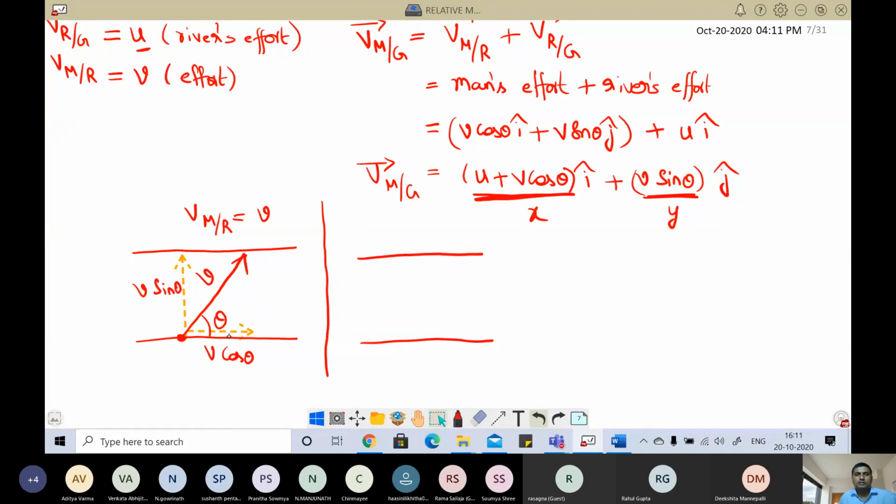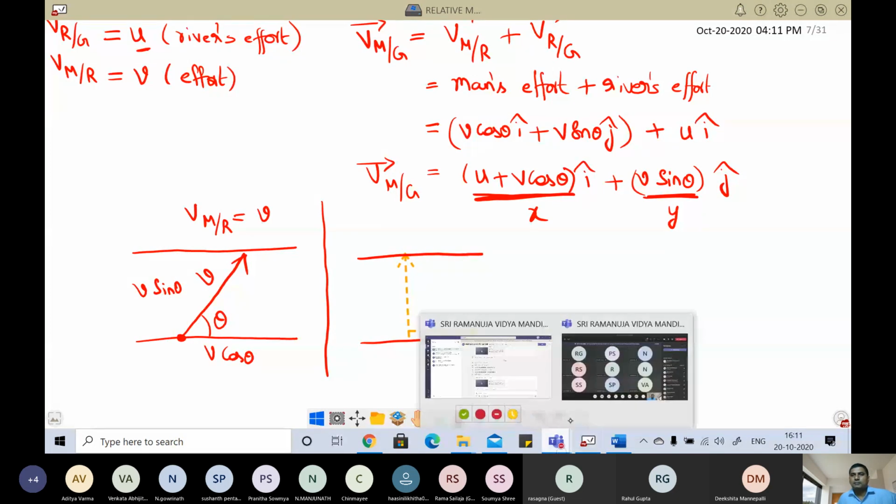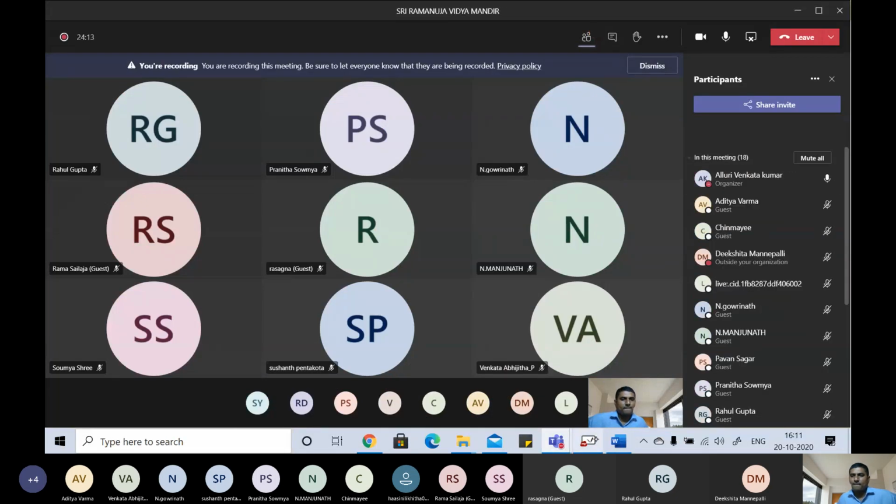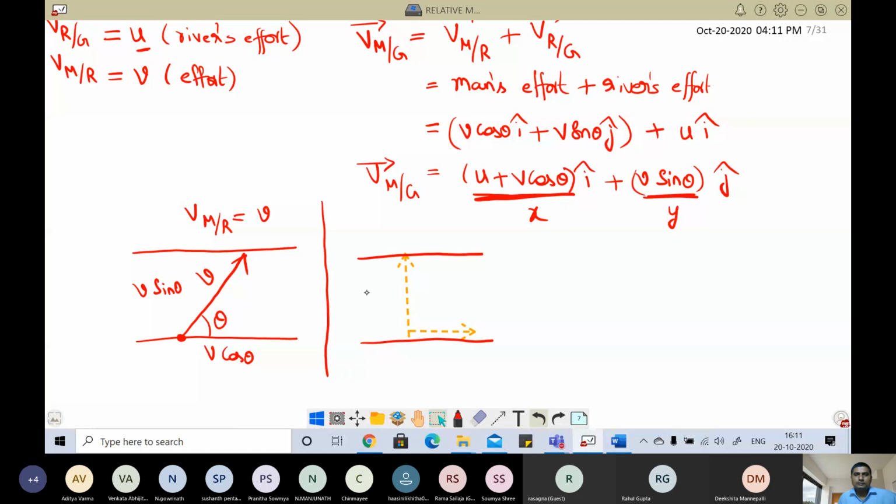Now I'll shift this one, v cos theta, his effort. This is the velocity of man's effort in the x direction. Now the velocity of man in the y direction, that means man's effort in the y direction, is this one. So this is v sin theta, this is v sin theta, this is v cos theta. Because of his effort he is going like this.